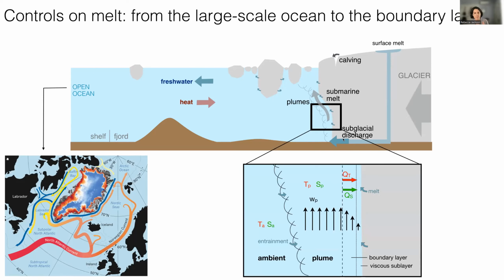I'm totally skimming over the motivation for why we might care about submarine melting of glaciers. Hopefully that's something that's familiar to this audience. And I'm also really not going to do justice to the really large number of modeling, theory, and laboratory studies on this subject, since I'm trying to bring an observational perspective here, but linking it with what we know from models and theories.